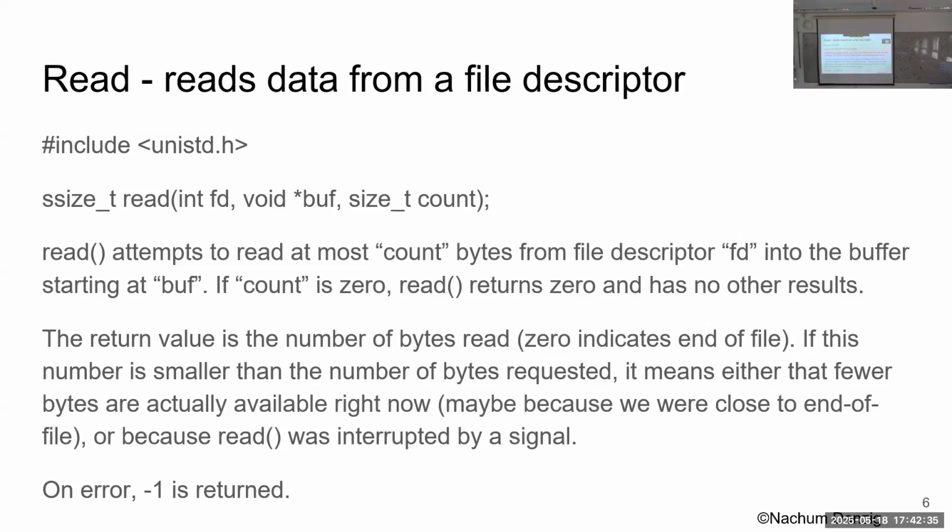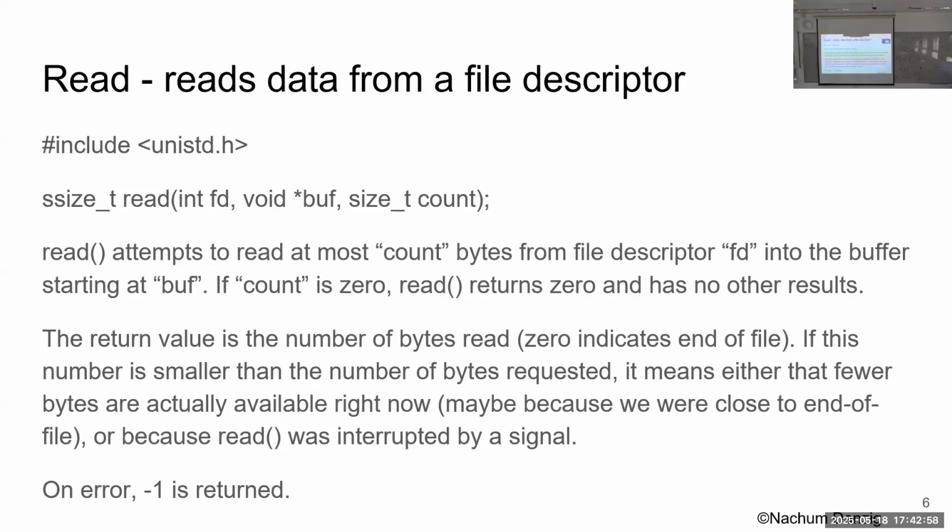Read attempts to read at most count bytes from the file descriptor FD into the buffer starting at buff. In other words, wherever buff is pointing, at the beginning of the array. What if count is 0? Well, it says don't read anything. Read returns 0 and has no other result. It has nothing to do. It'll just tell you it read 0.